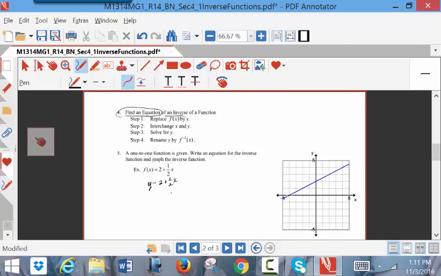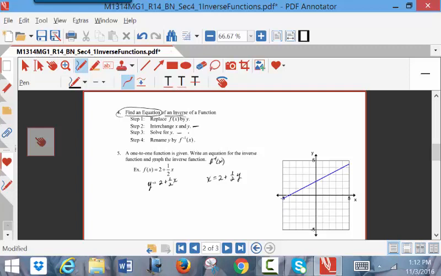Now, to find the inverse, what I do is I take that original function and I interchange the variables. So where there was a y, I put an x, and where there was an x, I put a y, for my inverse function. So that's what this says up here: interchange x and y. We just did that. Now it says solve for y.